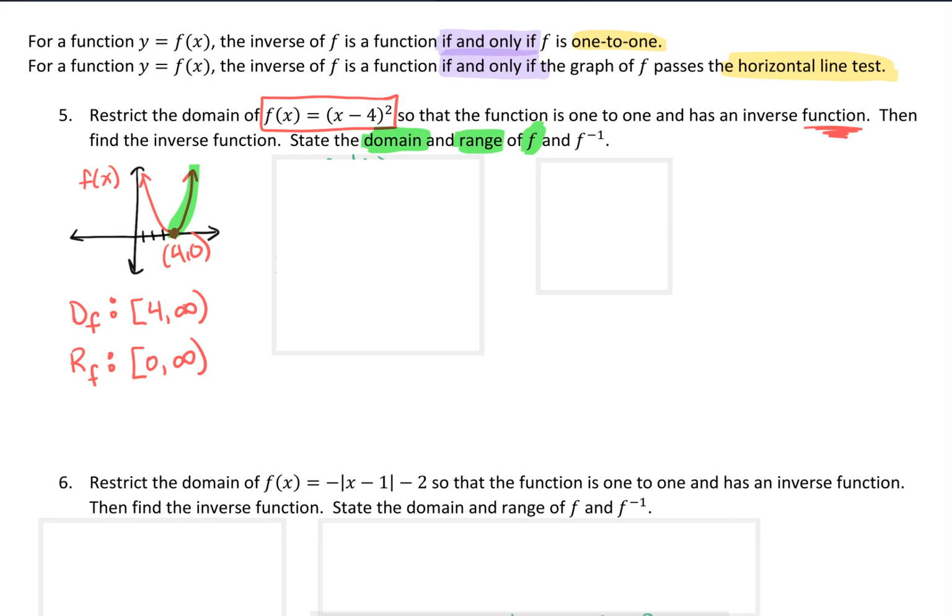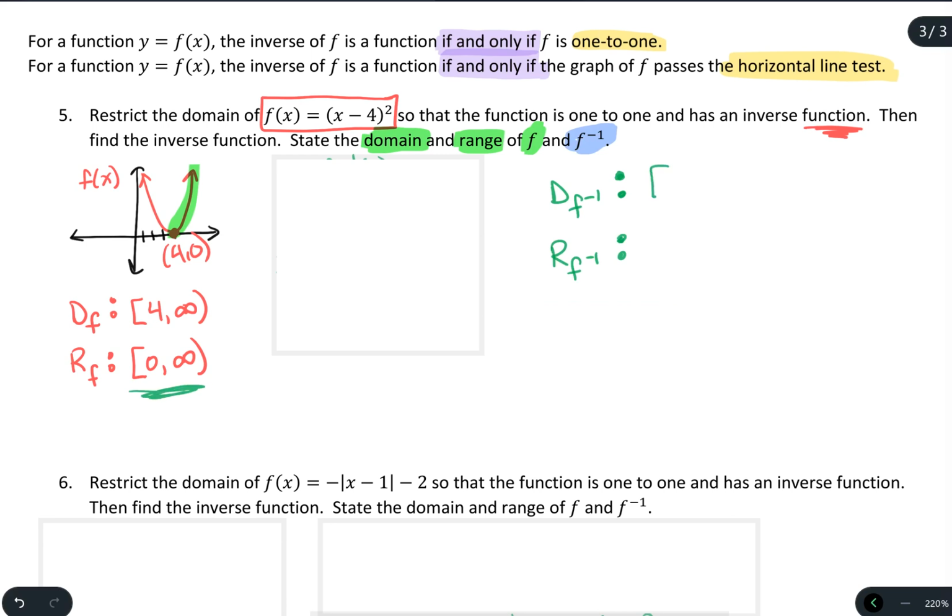Okay, and so now I want to find the inverse. I'm finding the inverse so that it is a function. The cool thing about domain and range is that the domain of the function becomes the range of the inverse, and the range of the function becomes the domain of the inverse. So we already know what the domain and range are for f inverse. The domain of f inverse is going to be this range right here, from 0 to infinity. The range of f inverse is going to be from 4 to infinity.